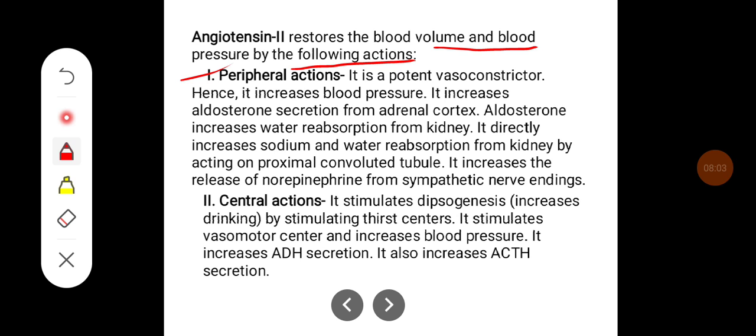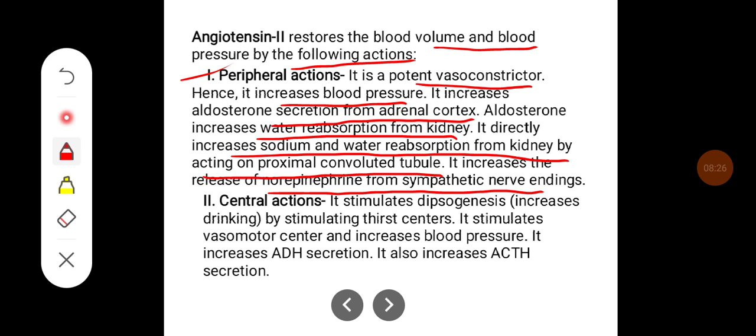By its peripheral action, where it is a potent vasoconstrictor, it increases the blood pressure. It increases aldosterone secretion from the adrenal cortex. Aldosterone increases water reabsorption from the kidney. It directly increases sodium and water reabsorption from kidney by acting on the proximal convoluted tubule. It increases the release of norepinephrine from sympathetic nerve endings.